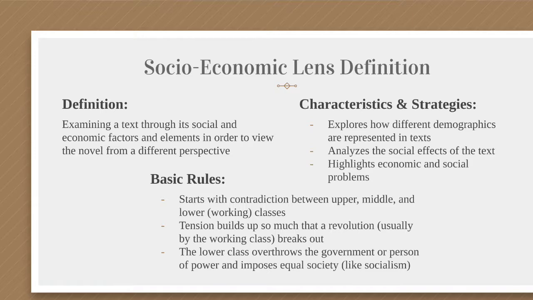A socioeconomic lens starts with a conflict between upper and lower classes. As this tension builds, the lower working class becomes irritated and starts a revolution. This lens ends with the lower class overthrowing the government or person of power and imposing an equal society like socialism.